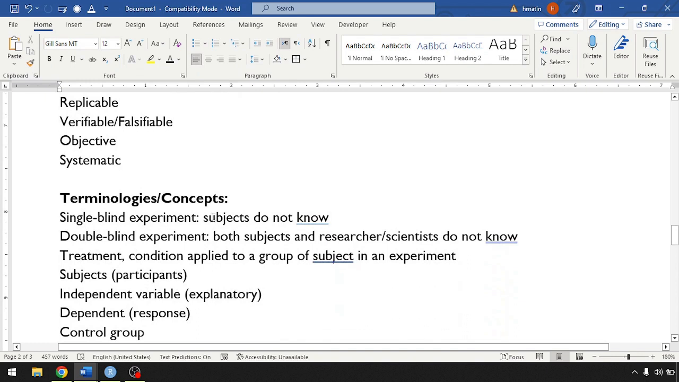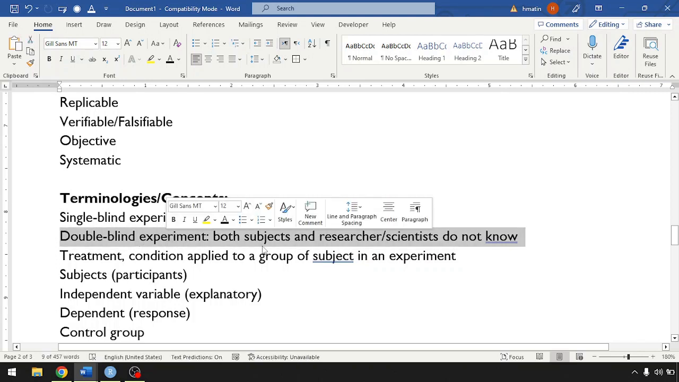Some terminologies that I would like to share, they're not only terminology but also concepts. A single blind experiment, and it has to do with experiments, not with data analysis, is when the subject, the human participant who receives a treatment, does not know what the treatment is. And the double blind experiment is when neither the subject nor the researcher or scientist knows what the treatment is.